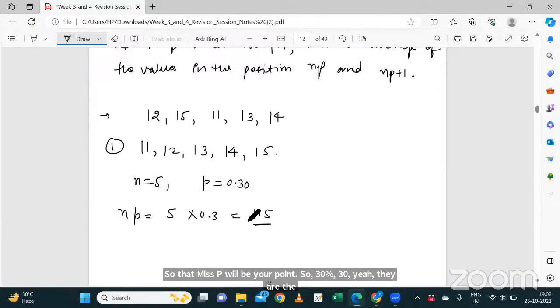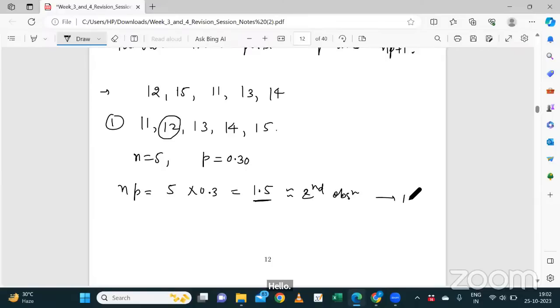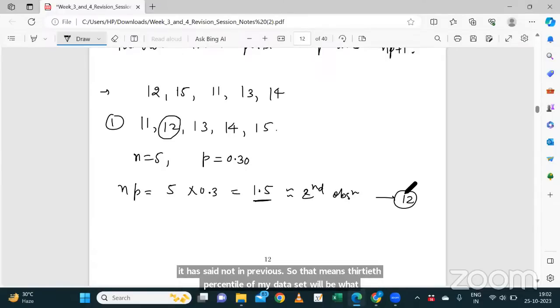This is not an integer, so we have to take the next smallest integer. That means 2. So what is the second observation in my data set? 12, in the arranged data set, not in the previous one. So that means the 30th percentile of my data set will be 12. Yes or no? Yes, sir.